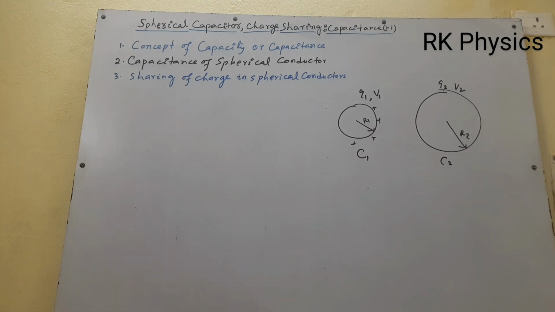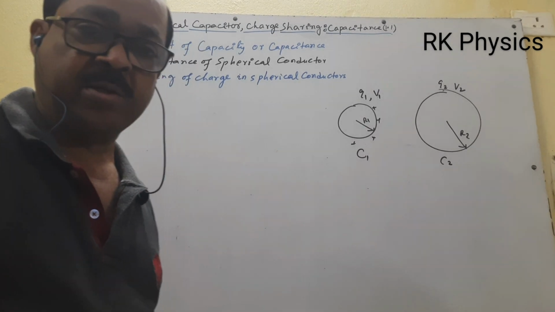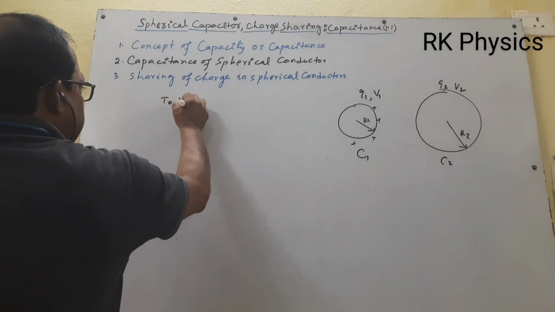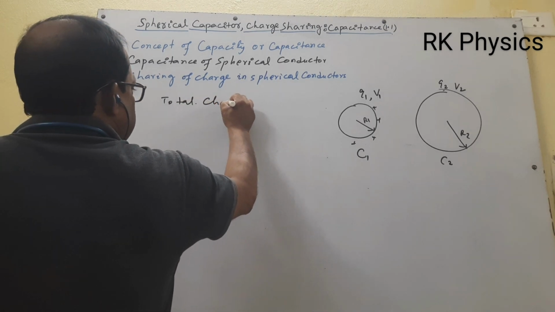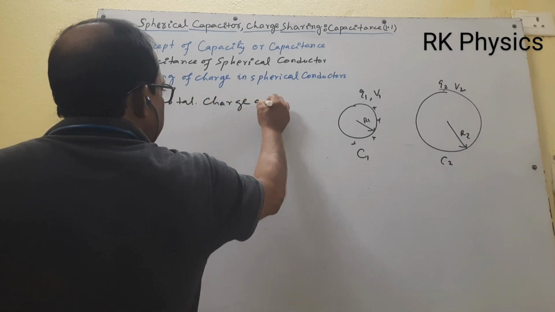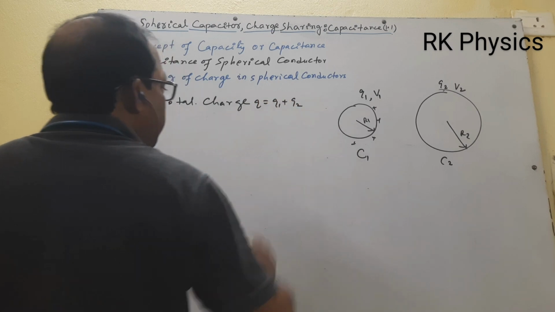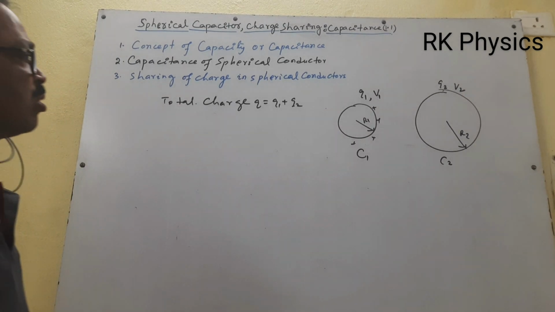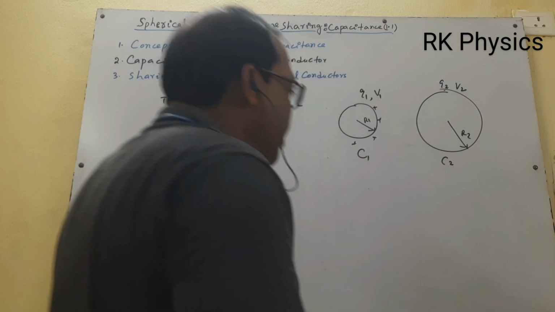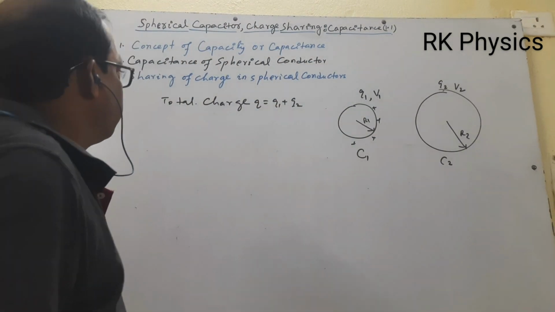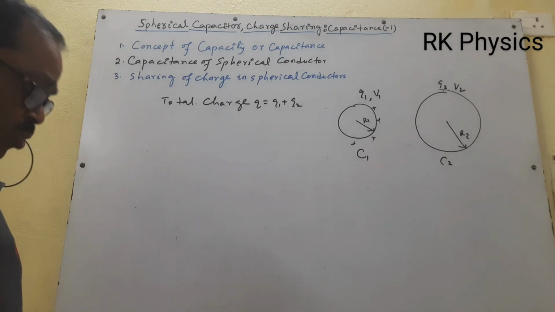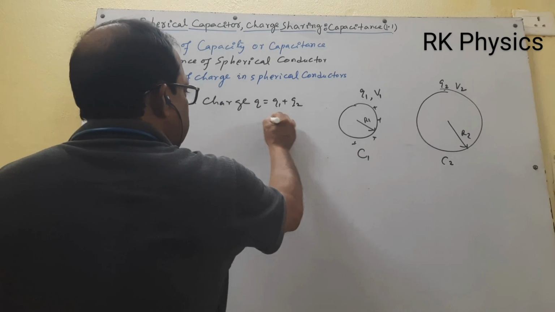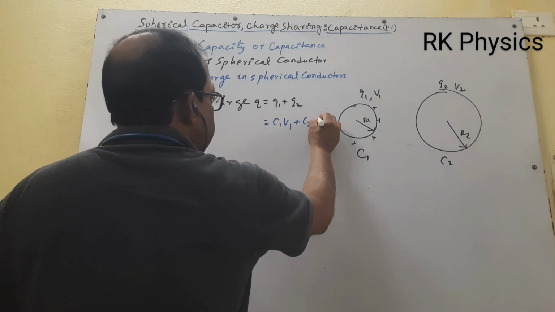Initially both the two capacitors are isolated. That means they are far away from the system. Therefore, the total charge of the system Q equals Q1 plus Q2. If you assume both conductors possess charges Q1 and Q2 and they constitute one system, then the total charge Q equals Q1 plus Q2. Now Q1 is C1 V1, and Q2 is C2 V2.